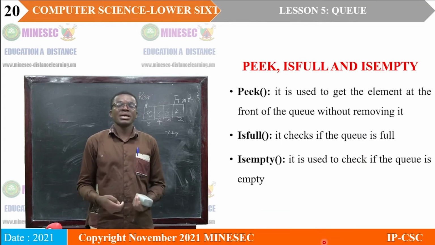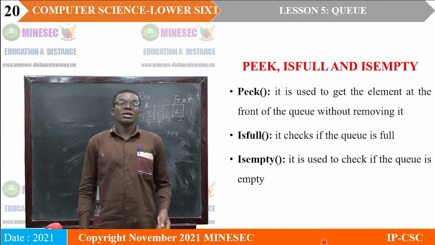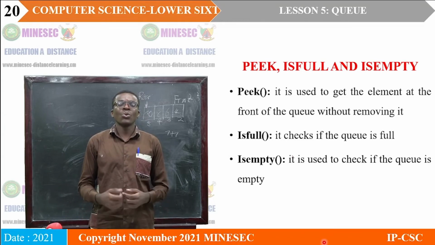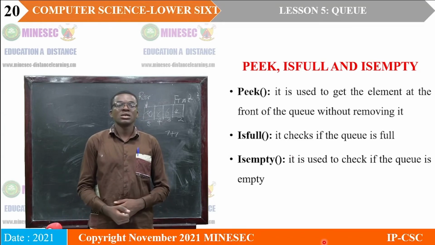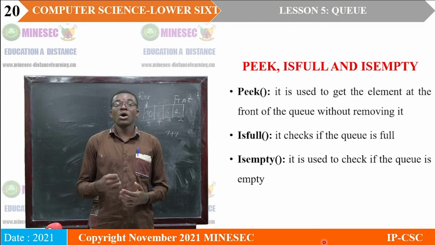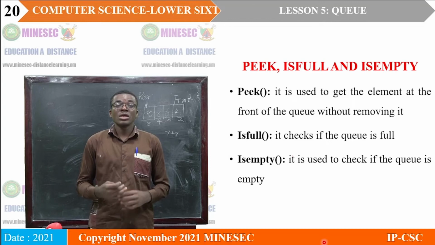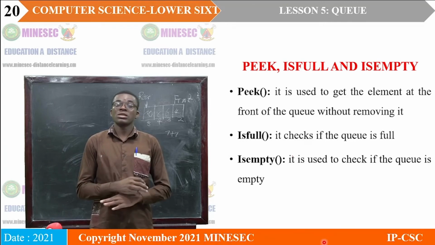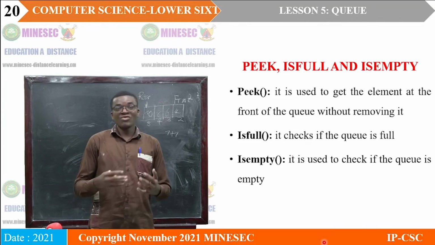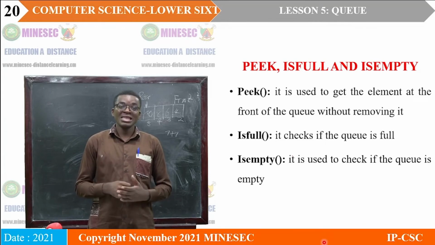So we look at peek, is full and is empty. Peek is used to get the element at the front of the queue without removing it. Don't confuse: dequeue is removing the element totally, whereas peek is just to get the element. You check the element, you verify the element, the element stays where it is. You don't remove the element, you don't delete the element.